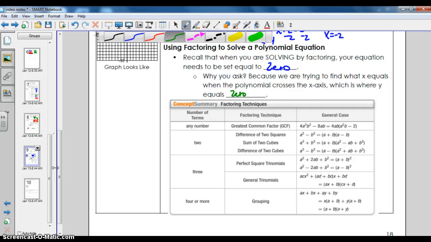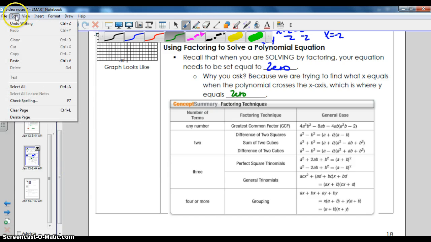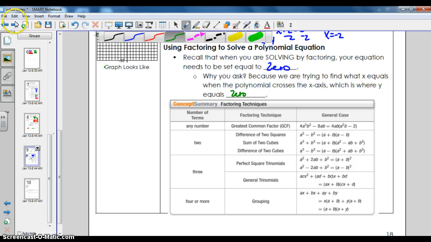So here are our methods. We've seen all of these: greatest common factor, difference of squares, sums and differences of cubes, which is our newest from this chapter, perfect square trinomials, general trinomials, and then grouping. So let's go ahead and take a look at some examples together. This next page.